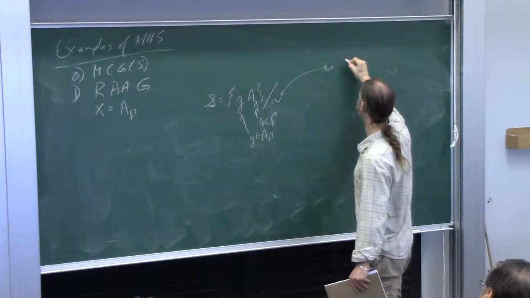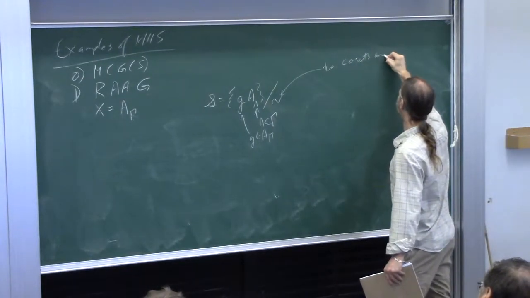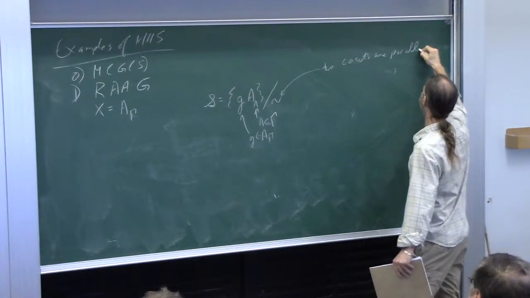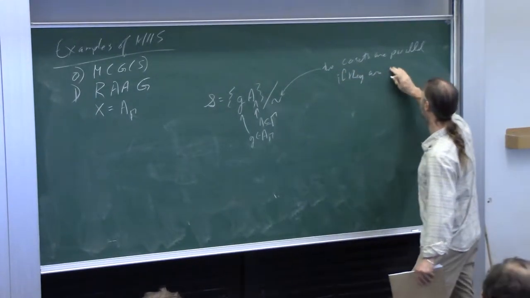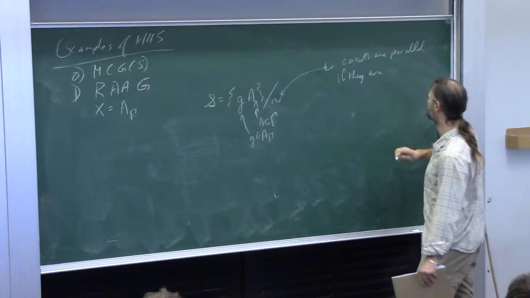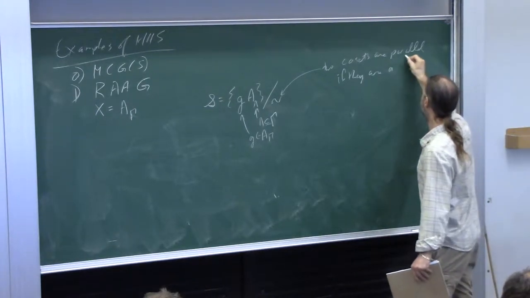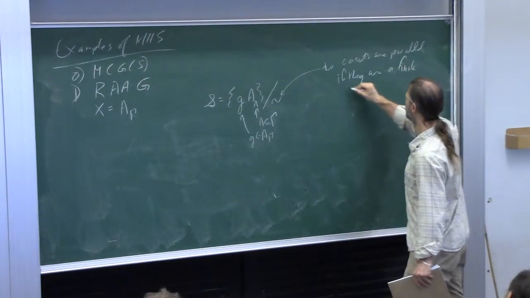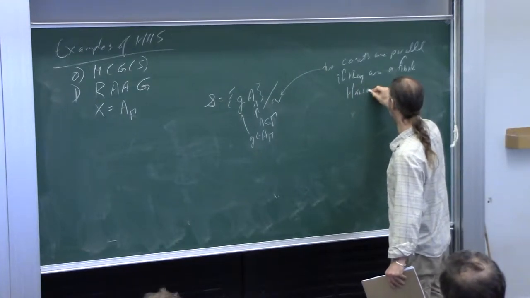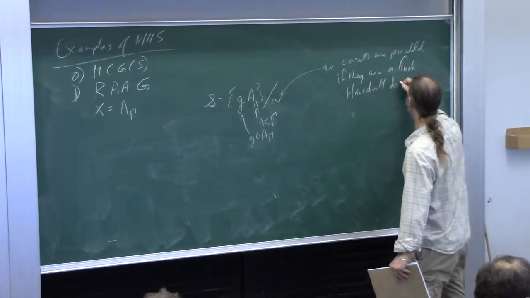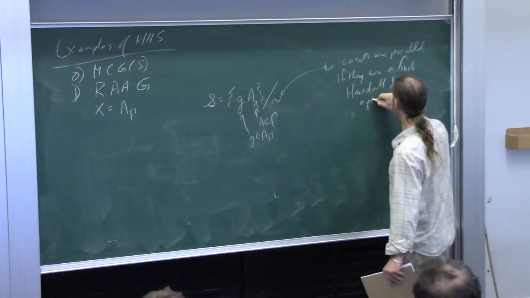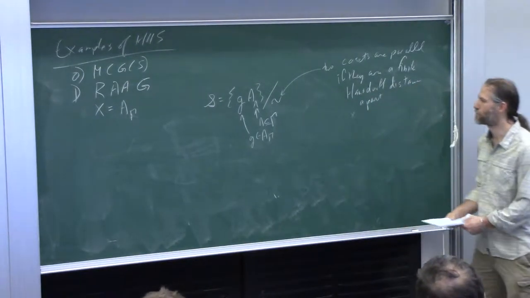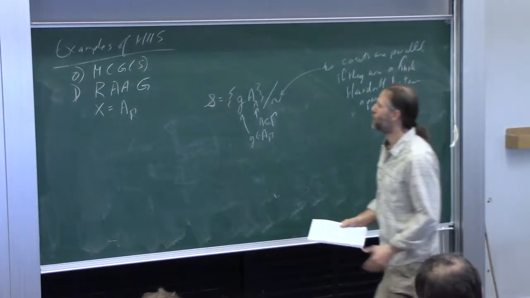So two cosets are parallel if they are bounded Hausdorff distance apart. So if they are a finite Hausdorff distance apart. Okay, so that's our index set.